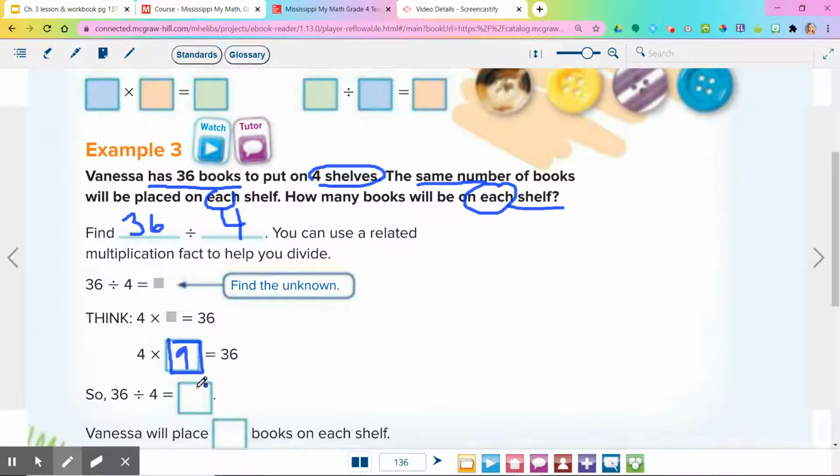We've learned that 4 times 9 is 36. So, with knowing about fact families, the number that 4 and 36 have in common is 9. If 4 times 9 is 36, and we have our 36 as our dividend and our 4 as our divisor, we know that the other number that's left is 9. 9 times 4 equals 36. So Vanessa will place 9 books on each shelf.